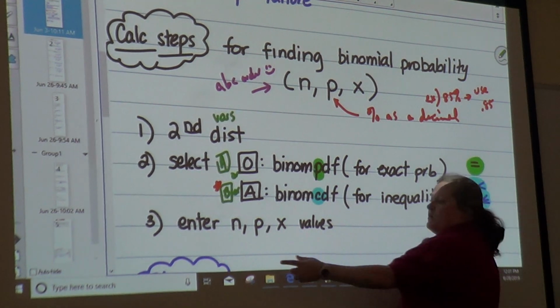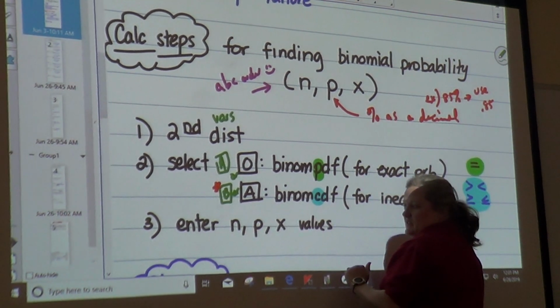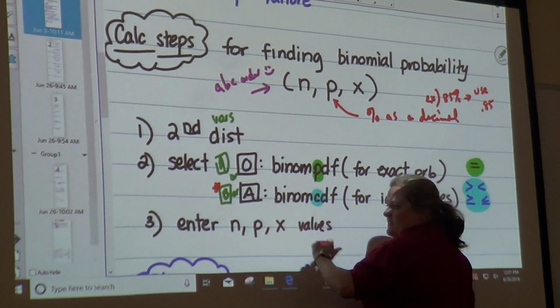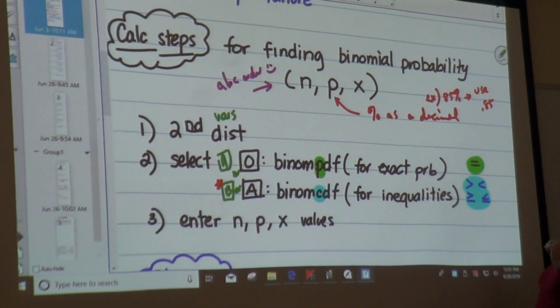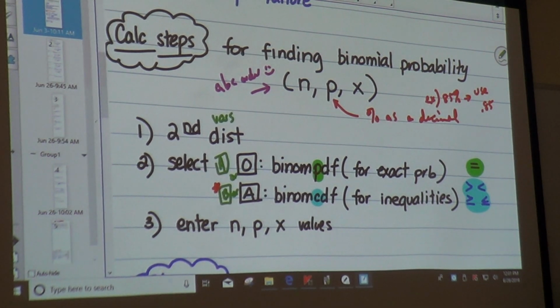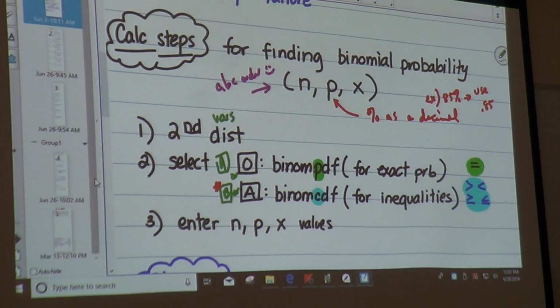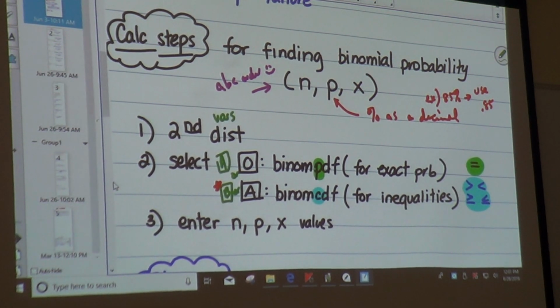And then for both of them, we're going to enter N, P, and X. The sample size, the probability, or the percentages, and then the X, the number of trials. We're going to do lots of these. As long as we have it memorized, we're good.